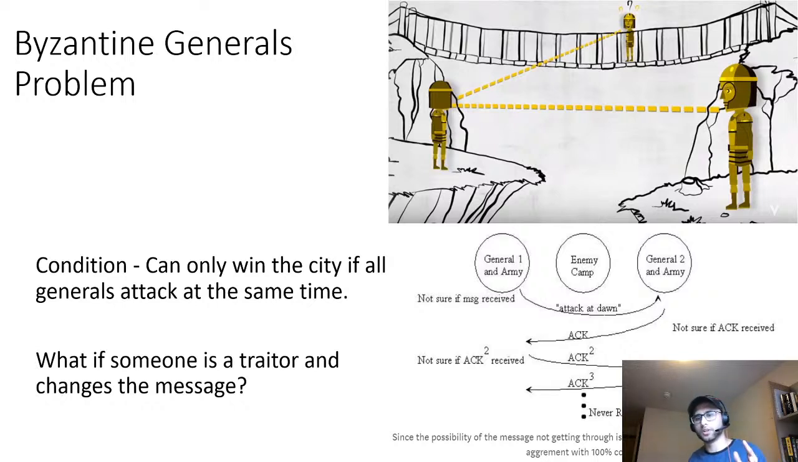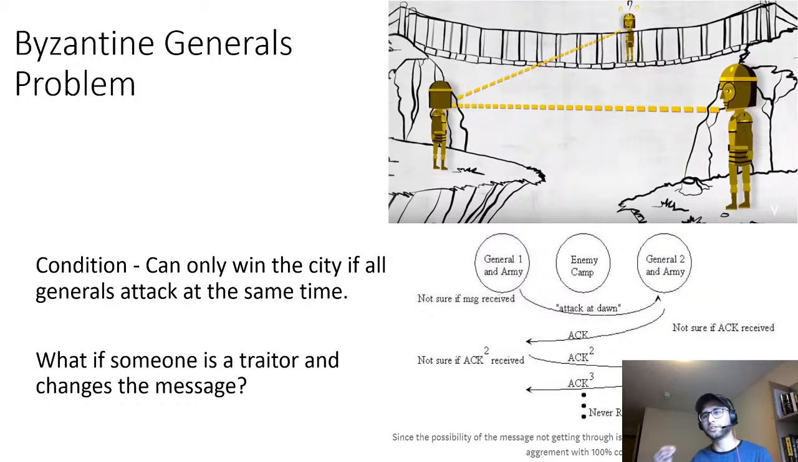Now, let's assume that even though the pigeon flies over the enemy camp, the pigeon never gets caught or, worse, the enemy camp captures the pigeon and sends a wrong message to General 2. Let's assume that none of this happens, right? So this is the best possible case we can be in. General 1 sends the pigeon with this message to General 2. General 2 gets the message, but General 1 doesn't know that 2 got the message. So they would still not attack.